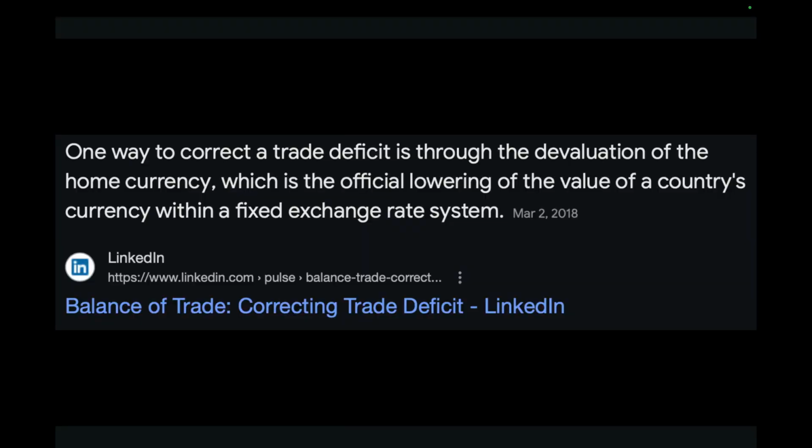Some economists, though, are saying that one way to correct, which I don't agree with what they say. I mean, it's a partial way, but not a full way. So some economists say that one way to correct the trade deficit is through the devaluation of the home currency. Sort of, it sounds like a good idea. It has some positive effects if you do that, but it won't solve the trade deficit of the US.